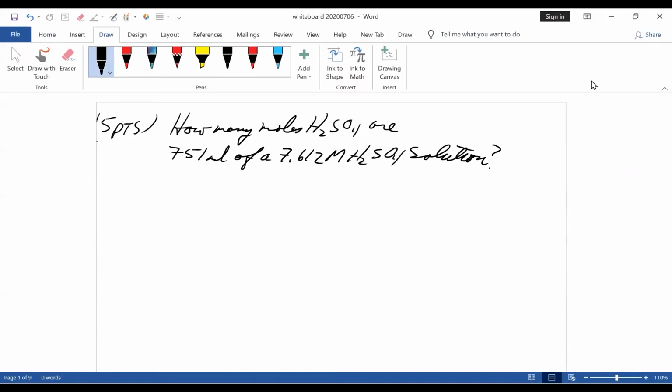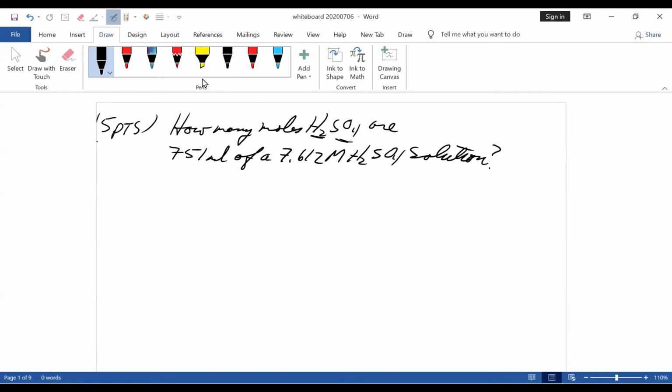All right, let's look at this problem. And the question is, how many moles of sulfuric acid, that's H2SO4, it's called sulfuric acid, that's the most widely manufactured chemical in the United States. More pounds of H2SO4 are produced yearly than any other chemical in the United States, if not the world.